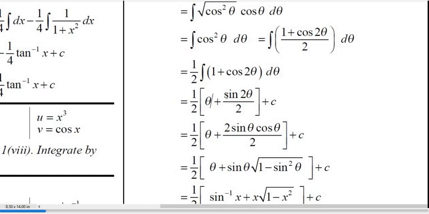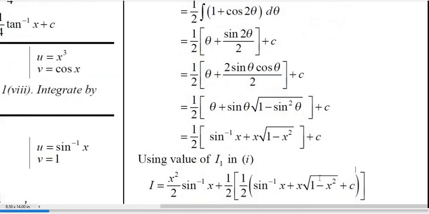Now in place of sin 2 theta we write 2 sin theta cos theta, as we know from the double angle identity that sin 2 theta is equal to 2 sin theta cos theta, divided by 2, plus constant of integration. Theta as it is, the 2 and 2 cancel out, sin theta as it is, and in place of cos theta we write square root of 1 minus sin square theta.